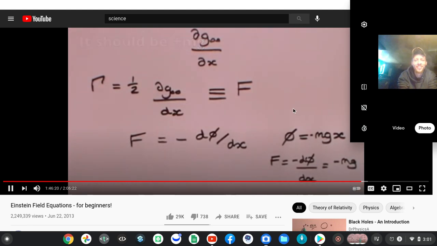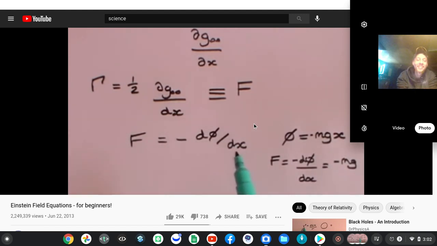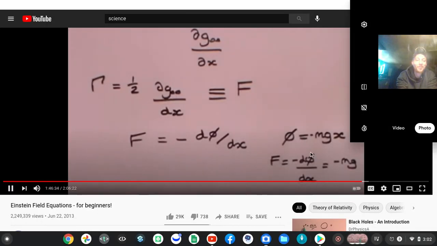The minus term simply indicates that the force is acting in one direction, and x is measured in the other direction. So all I'm showing here is that in Newtonian mechanics, force is minus the derivative of the potential.